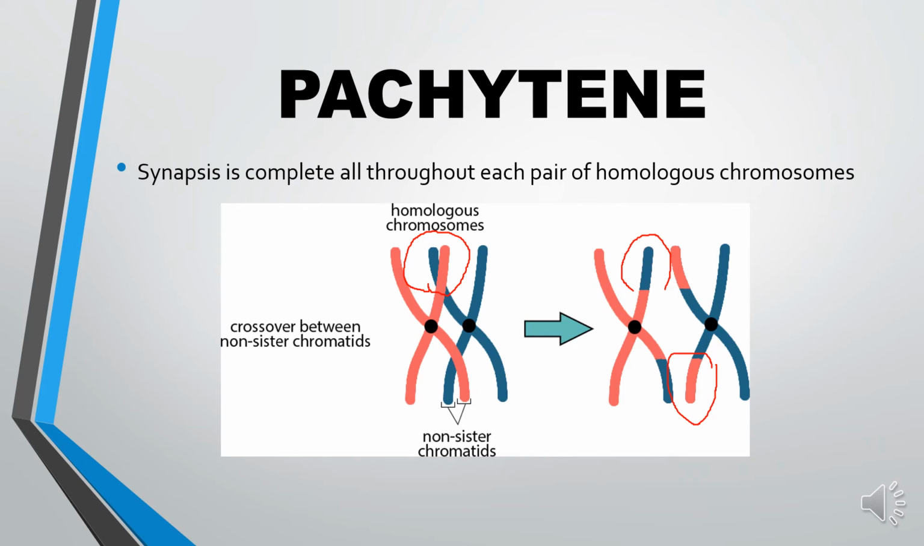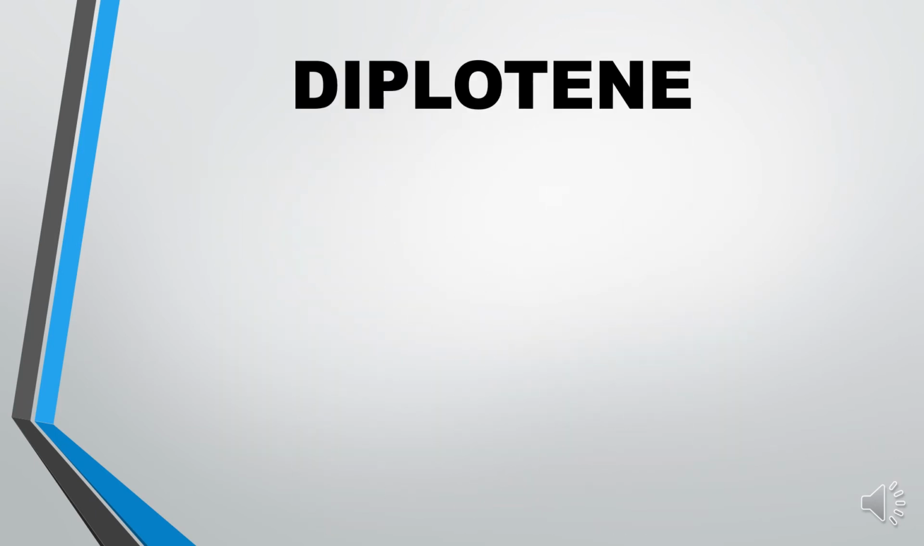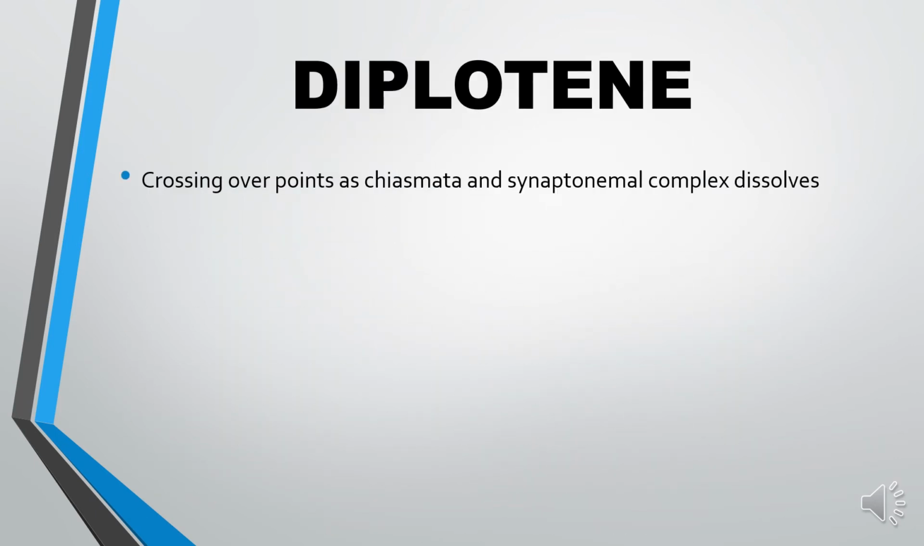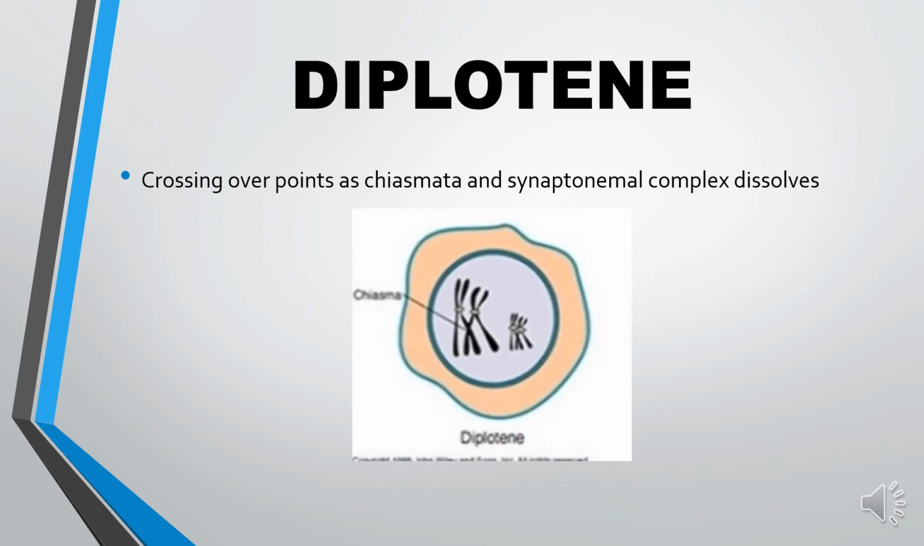So now let's proceed to the diplotene. Here, crossing over points are seen as chiasmata and the synaptonemal complex dissolves. Here's the chiasma, the resulting product of the crossing over, creating variation.